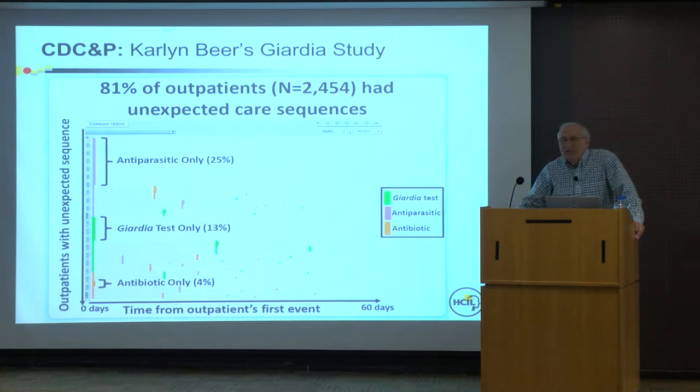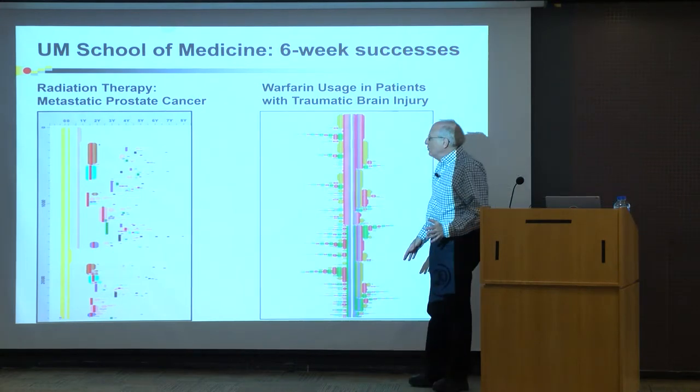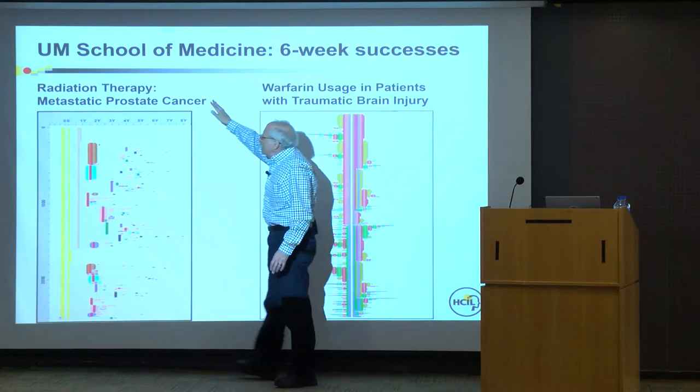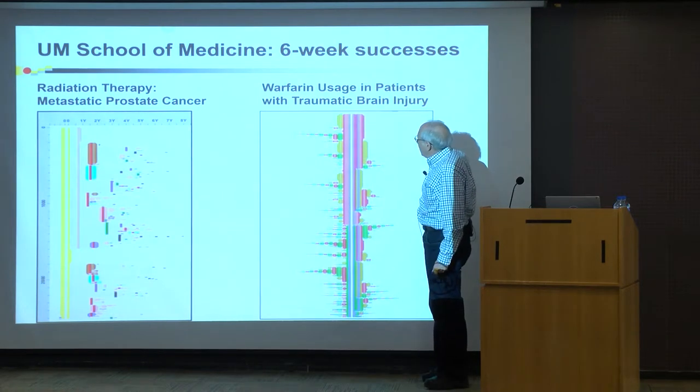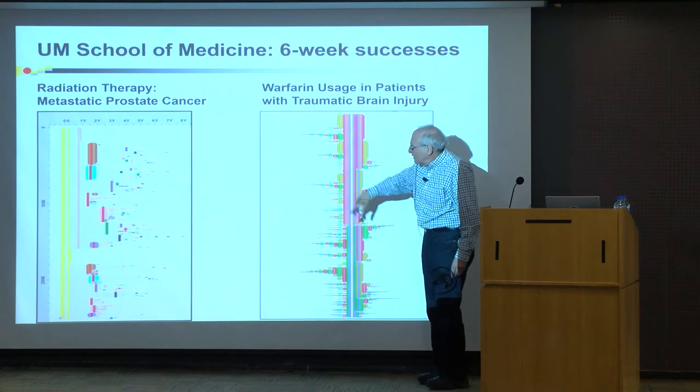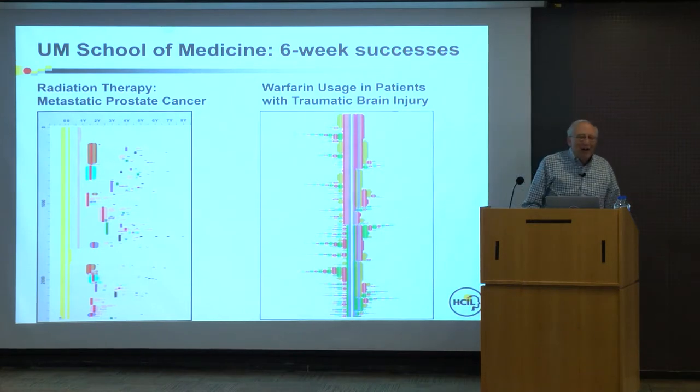Okay? And now there are about 6 groups at the Center for Disease Control that are using EventFlow for studying other kinds of disease trajectories. We began to work with the University of Maryland School of Medicine in Baltimore, and it's a satisfying thing as a researcher in visualization that within 6 weeks of our training them on the tool, they had 2 published papers, one about metastatic prostate cancer and the other about warfarin usage in patients with traumatic brain injury. So these were modest size. That was about 3,000 patients, right? This was more like 7,000 patients. And I can't even explain to you what went on there, but I use this as a way of signaling the kind of applications people were doing.